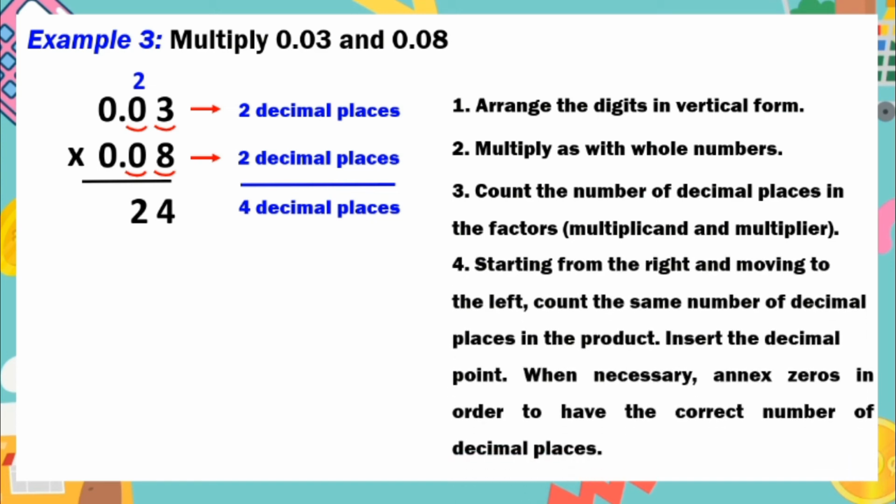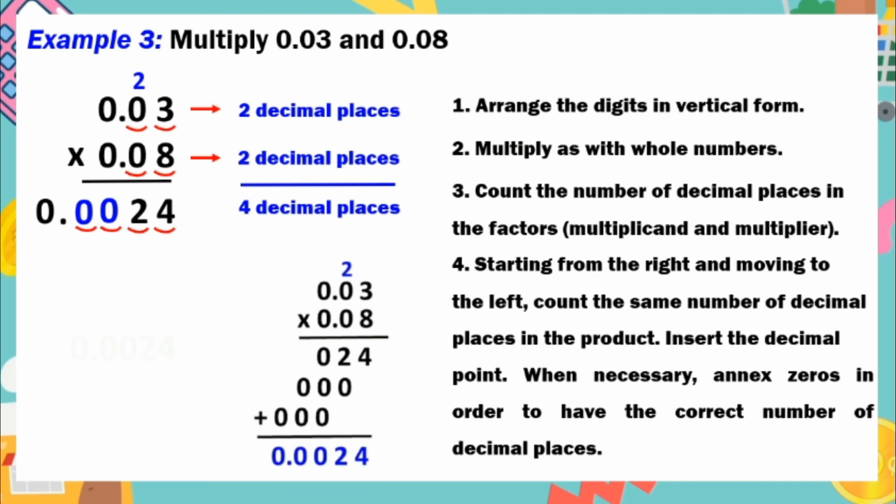Step 4. Starting from the right and moving to the left, count the number of decimal places in the product. Insert the decimal point. When necessary, annex zeros in order to have the correct number of decimal places. So bibilang tayo ng 4 decimal places papuntang kaliwa. So kung mapapansin natin, merong 2 bakanting decimal places. So ang gagawin natin dyan, mag-a-add tayo ng zeros.